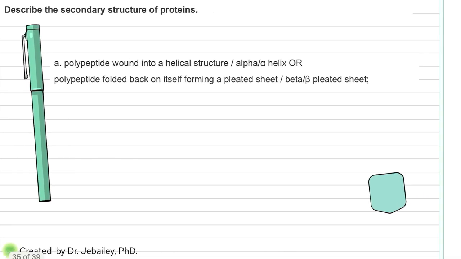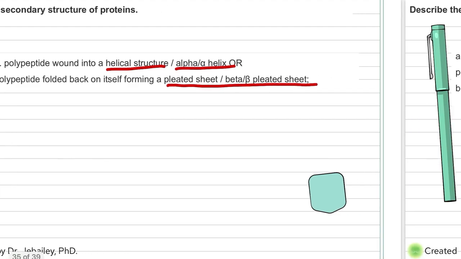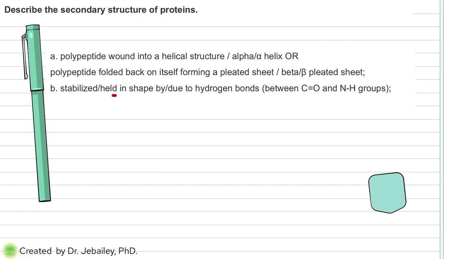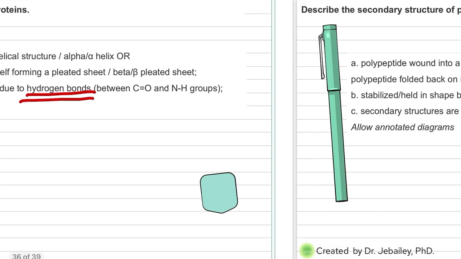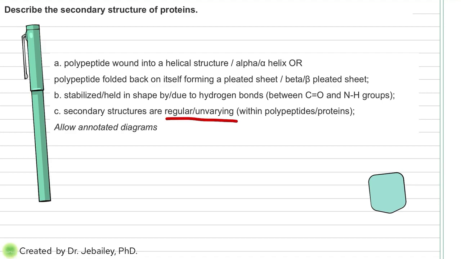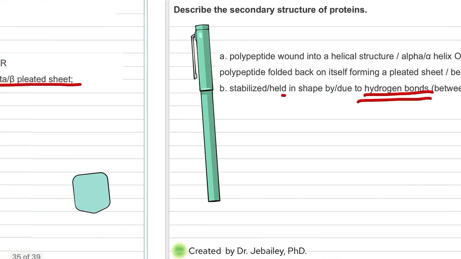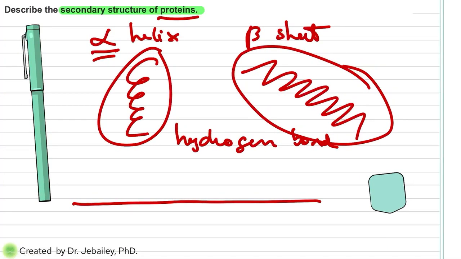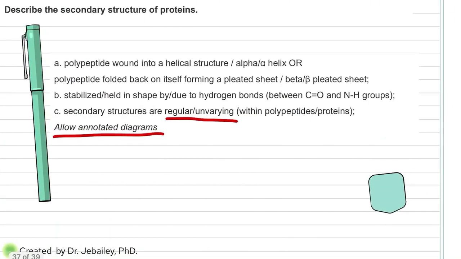So let's go to the mark scheme. Polypeptides wound into a helical structure, which is the alpha helix, and we also have the pleated sheet, which is the beta one. Second, held in shape due to hydrogen bonds. So you just say it has hydrogen bonds, which make their folding. And it's regular and unvarying. So that means they're found everywhere. See, also accept annotated diagrams. The annotated diagrams are what I just put right here, these drawings. And you can also put the lines here, and then you can label saying hydrogen bonds, right? So these are basically the points.